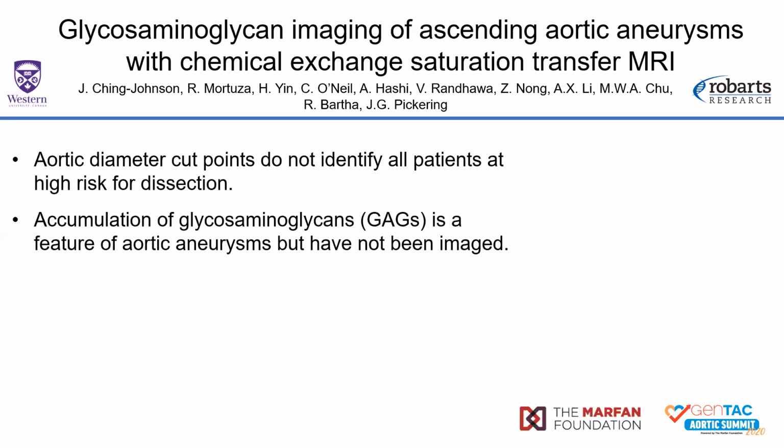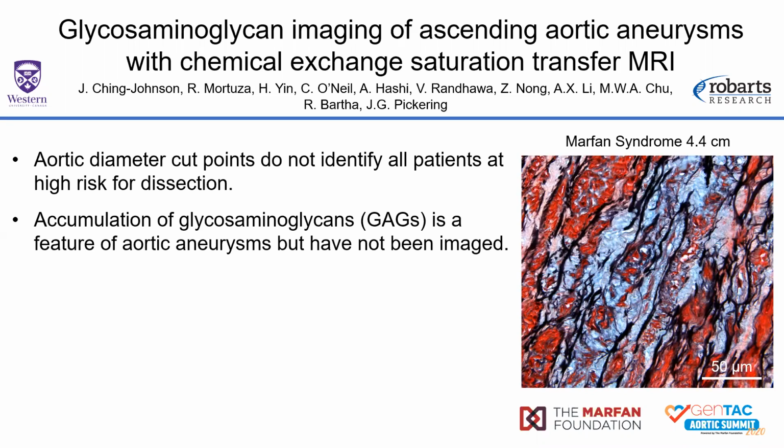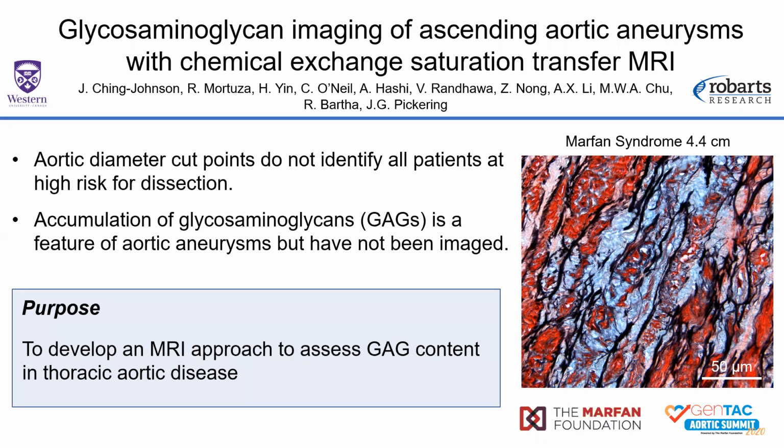Accumulation of glycosaminoglycans, or GAGs, is a well-recognized feature of thoracic aortic aneurysms. This is illustrated here by the blue staining material. The purpose of the study was to develop an MRI approach to assess GAG content in thoracic aortic disease.